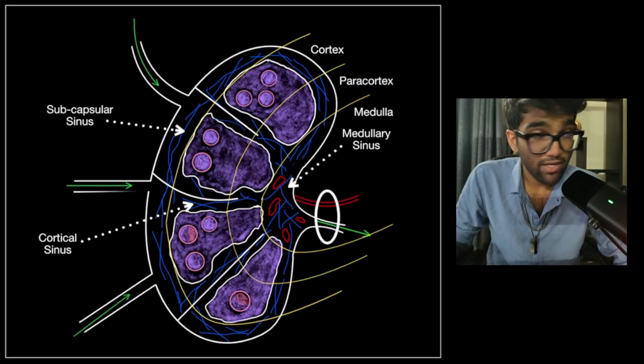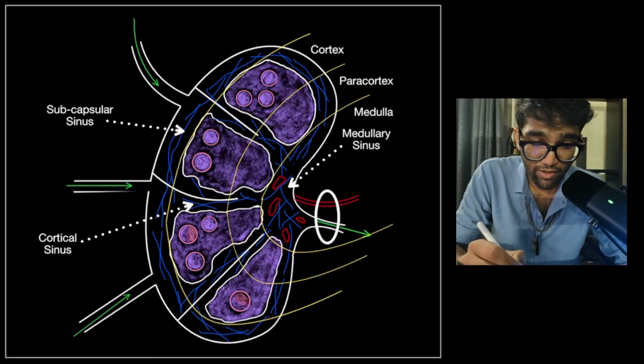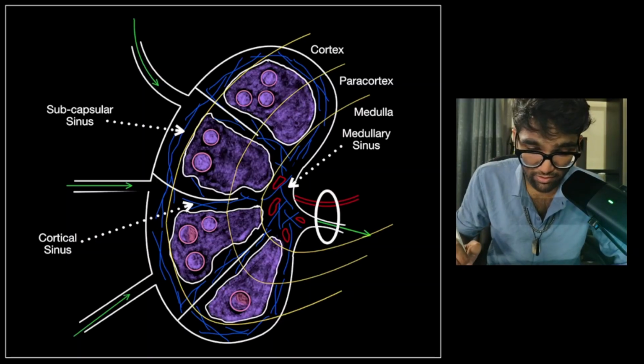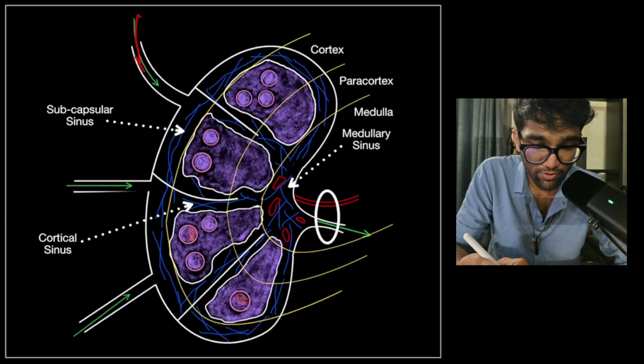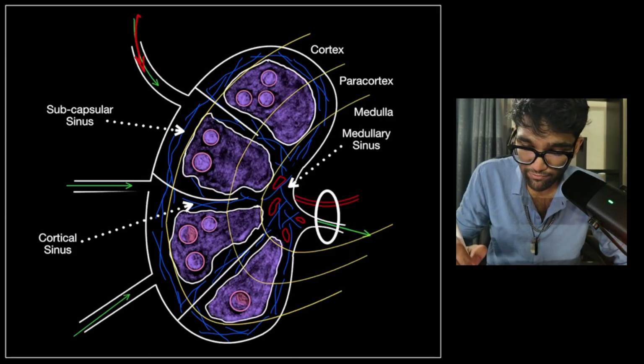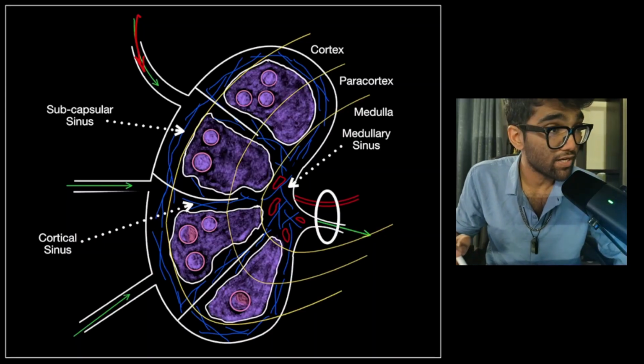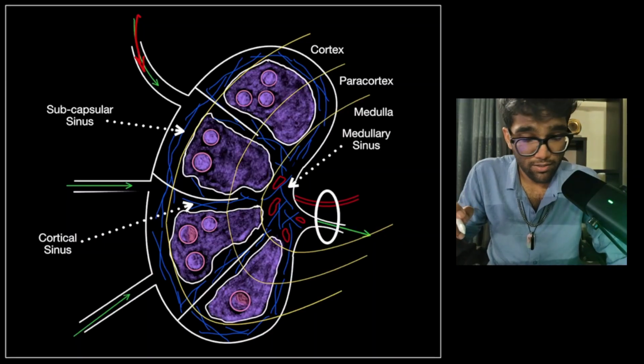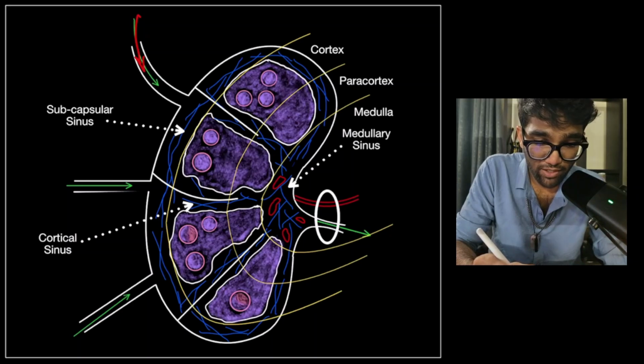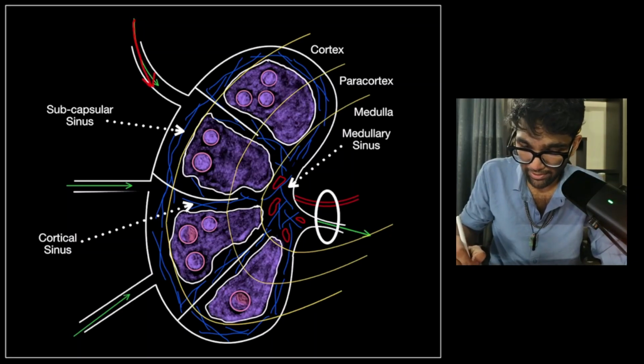Now, there are afferent lymphatic vessels entering into the lymph node, and there are efferent vessels that are leaving the lymph node. So, whatever is the lymphatic drainage of the lymph node, lymph from there comes in via this green arrow and it leaves via the other arrow.